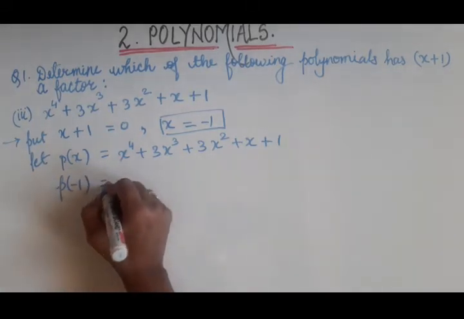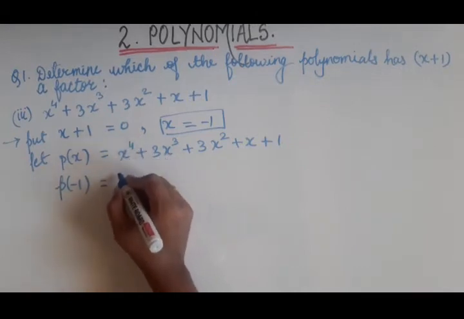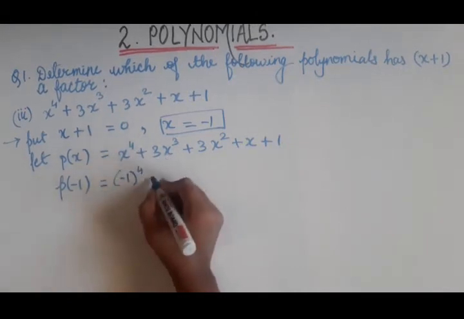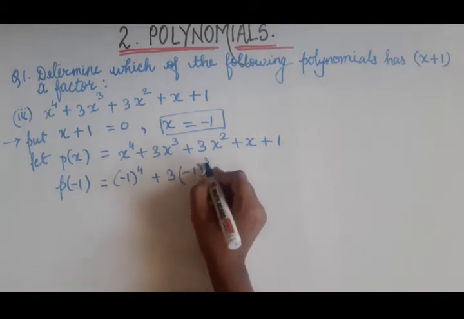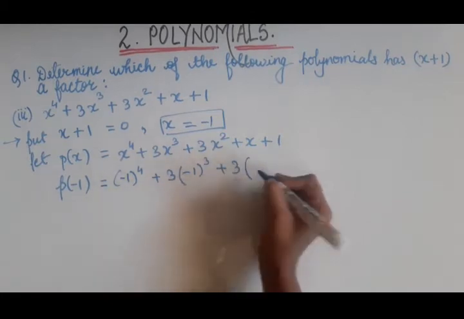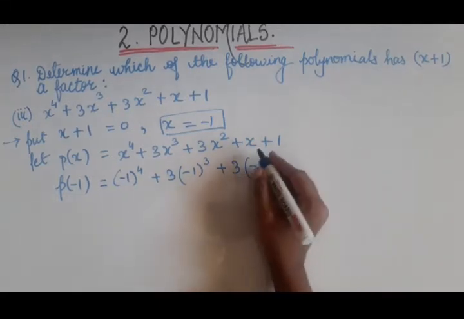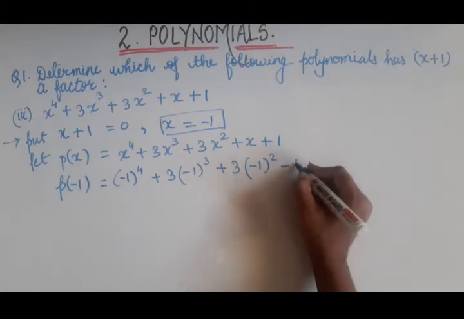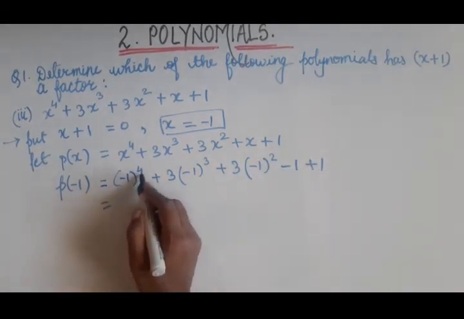So let's replace x with minus 1. So what you will get? x raised to 4, it will be minus 1 raised to 4, plus 3 into x cube, so it will be 3 into minus 1 cube, plus 3 into x square, so it will be 3 into minus 1 square, plus x. x is minus 1, so it will be minus 1 plus 1. Solve it.